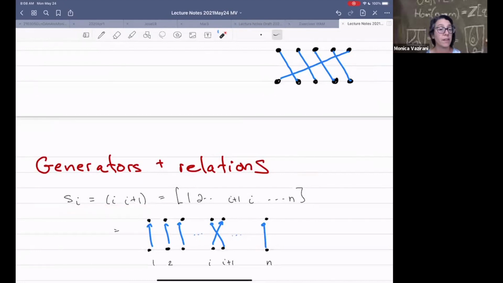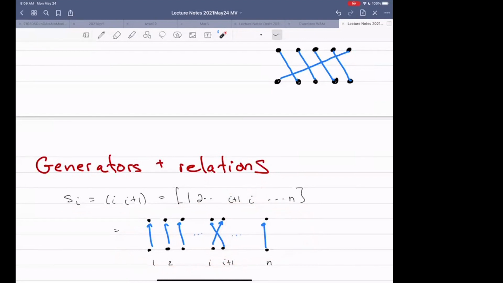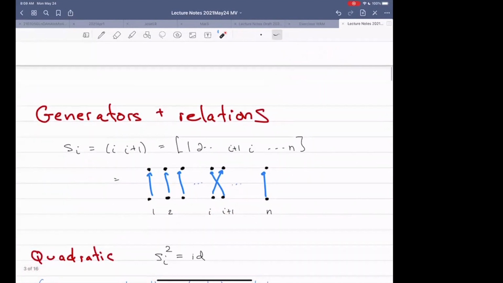I tend to call them s_i. So s_1, s_2, s_3 up to s_{n-1}. And s_i just swaps i and i+1. So in list notation, it would look like 1, 2, 3, 4, 5 up to n, which would be the identity, except at the ith and (i+1)th positions, these guys are swapped. And so in my braiding diagram, just at my ith and (i+1)th positions, I have this one cross.